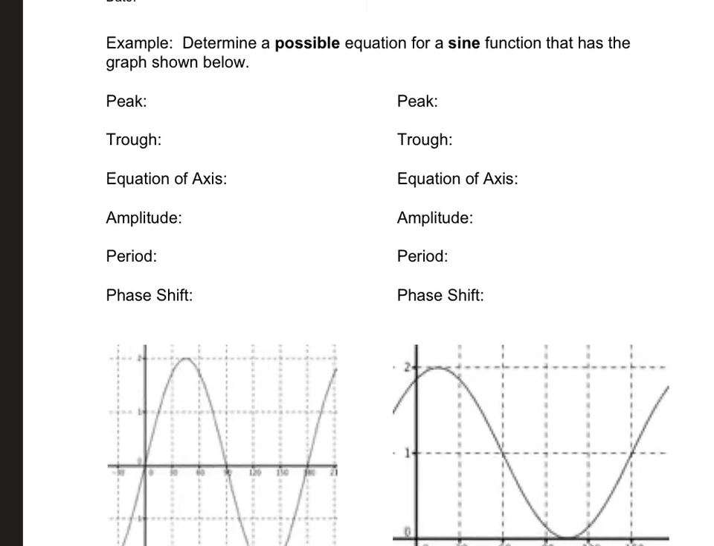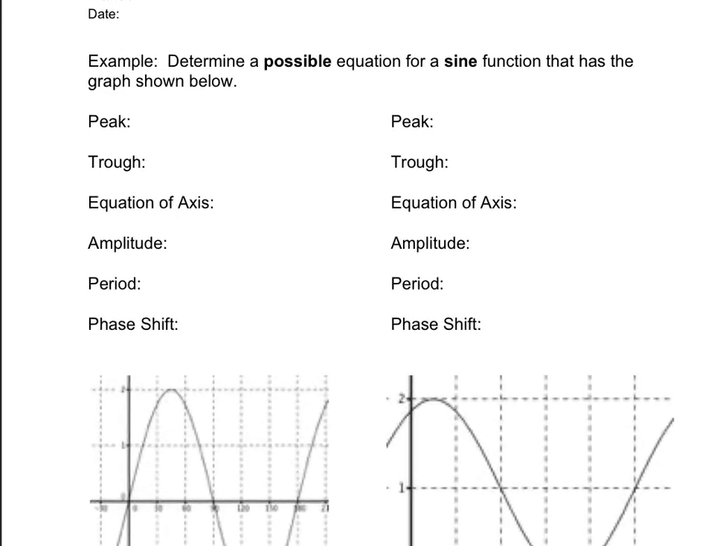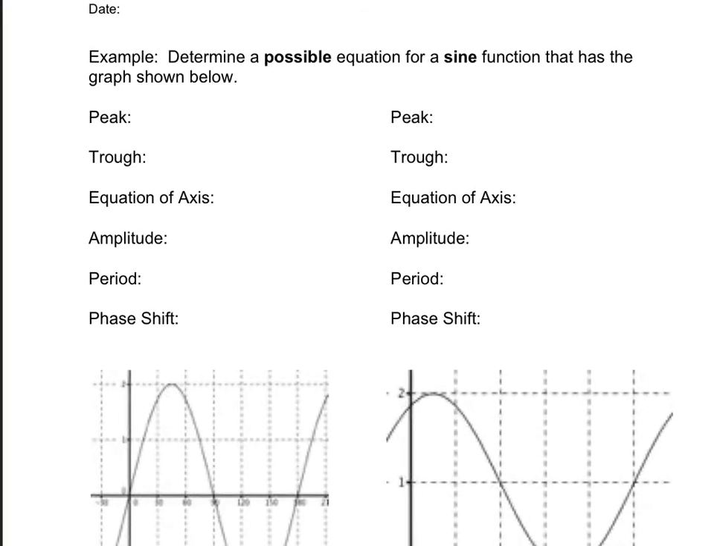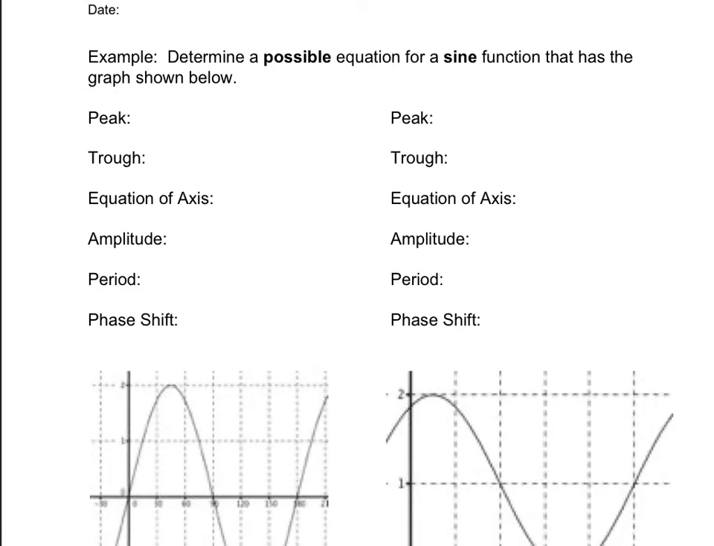Now we're going to look at, given a graph, how can we determine an equation? I just want to highlight that it says a possible equation for, in this case, a sine function. So when we say possible, that means that yes, there might be different answers that all are correct. Because the sinusoidal function, whether sine or cosine, is repeating, if we shift that graph left or right a certain amount, we're going to get the exact same graph.